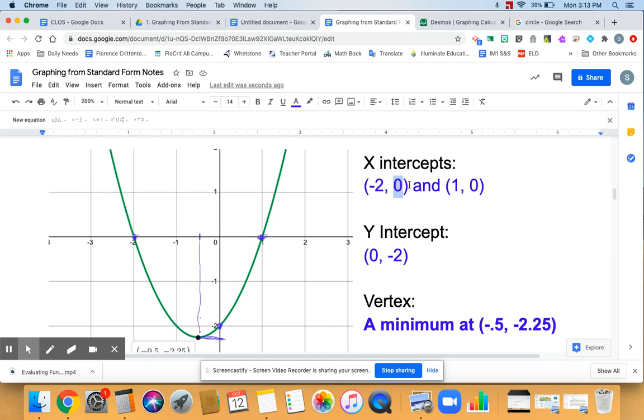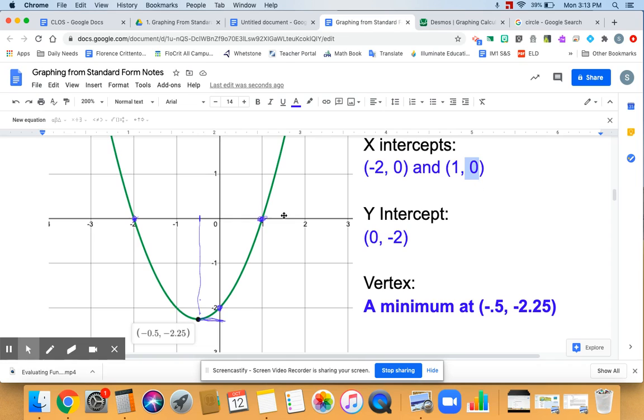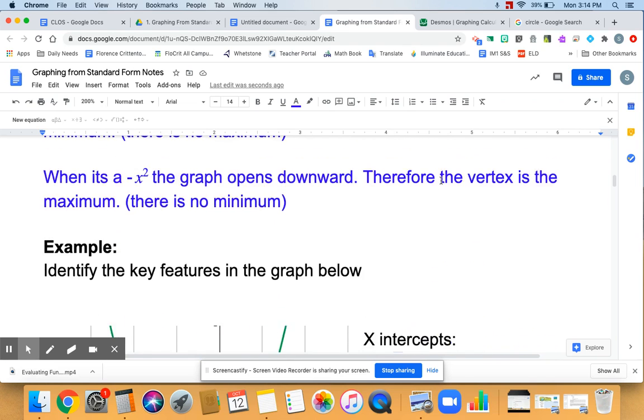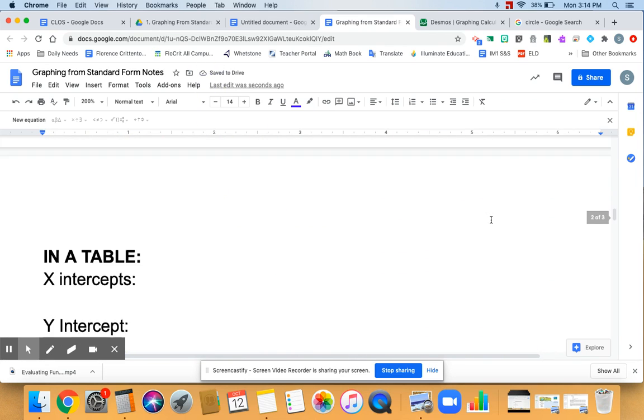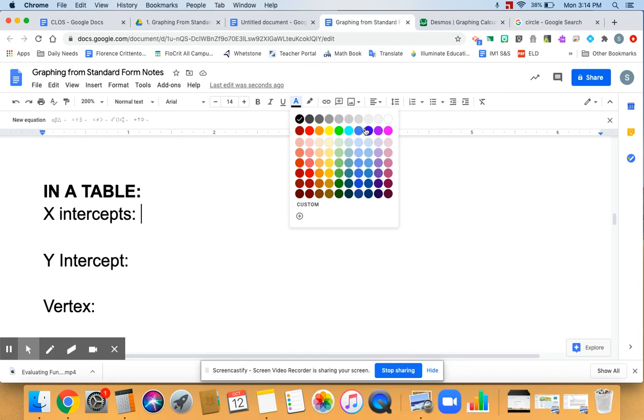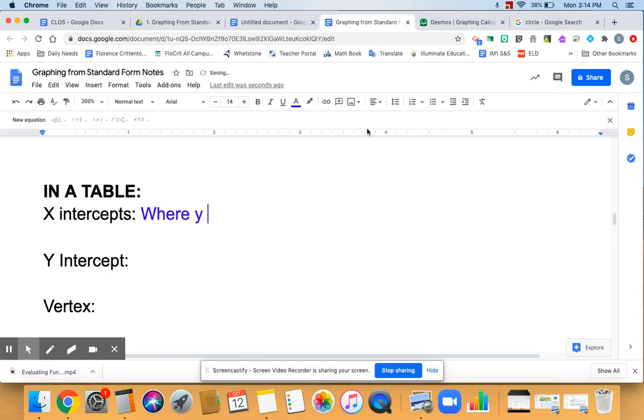Do you see how for both x-intercepts, the y is 0? That's because if you're on the x-axis, if you're not moving off of this side-to-side line, that means you're not going up or down. You're only going side to side. So the x's can change because you're moving side to side, but the y's are always going to be 0. So that's part of the definition for x-intercept. If you go up here, you should add that for x-intercept, y equals 0 for all x-intercepts. So that means in my table for x-intercepts, we find where y equals 0.